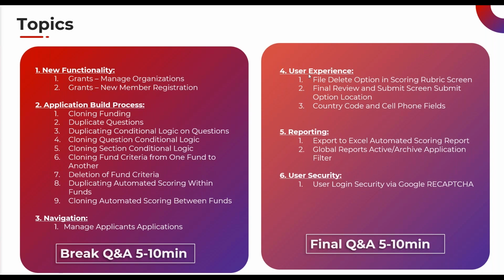And then for your applicants that are applying, the user experience, there's going to be a few things for the reviewers, the scoring rubric screen, and then some changes in how a registration can happen with cell phones, since we have that ability now to be able to do messaging, and so how to capture cell phones if you're using that functionality, as well as the submit process, the screen that the applicants see. We made a slight adjustment to that.